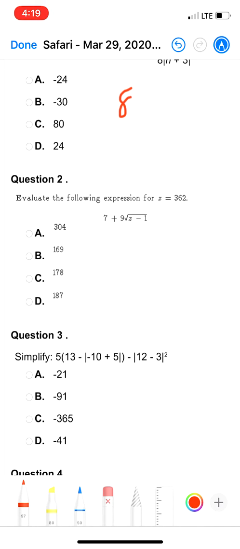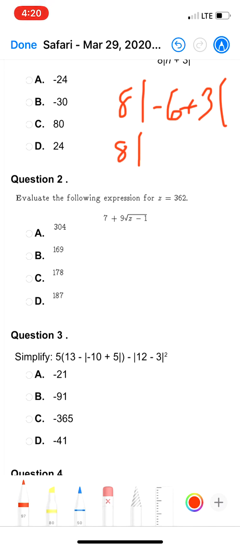So you have 8 absolute value. Instead of n, you're writing -6 plus 3 absolute value. Now you're going to follow PEMDAS. So you're going to simplify what's inside of the absolute value first.